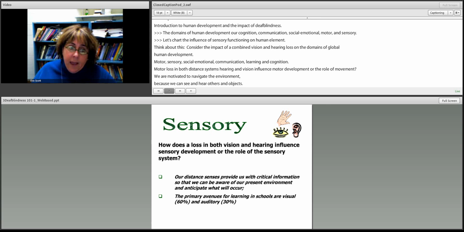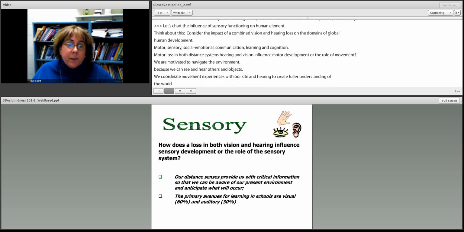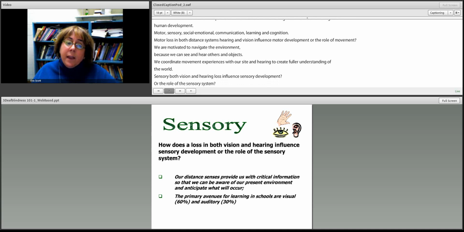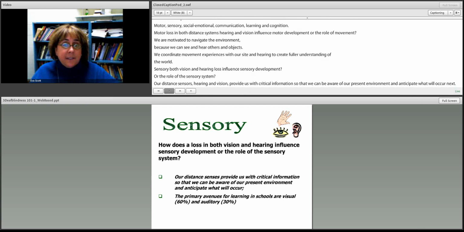Sensory. How does both vision and hearing loss influence sensory development or the role of the sensory system? Our distant senses, hearing and vision, provide us with critical information so that we can be aware of our present environment and anticipate what will occur next. The primary avenues for learning in schools are visual, approximately 60% or more, and auditory, approximately 30% or more.